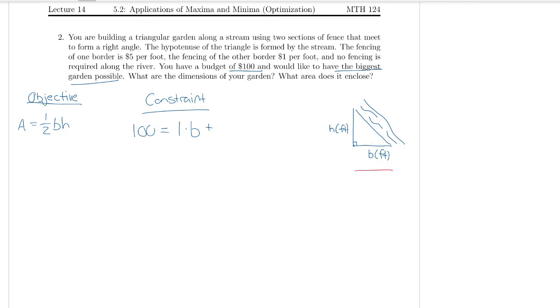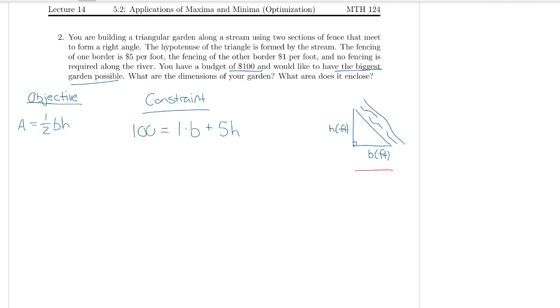Similarly, we have H feet of the other side, and it's $5 per foot. So to get the total cost, we multiply our amount in feet times our unit cost. So this would be 5h. Now if you set it up 5b plus h, so if you flip how you assign those costs, that will be fine. You'll still end up with the same final answer.